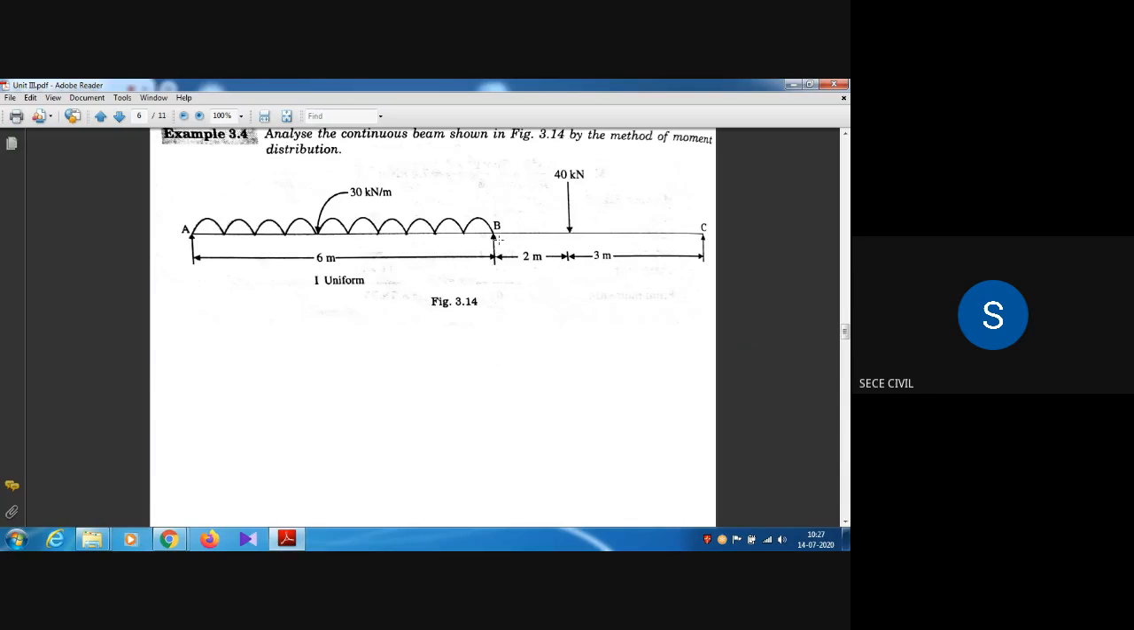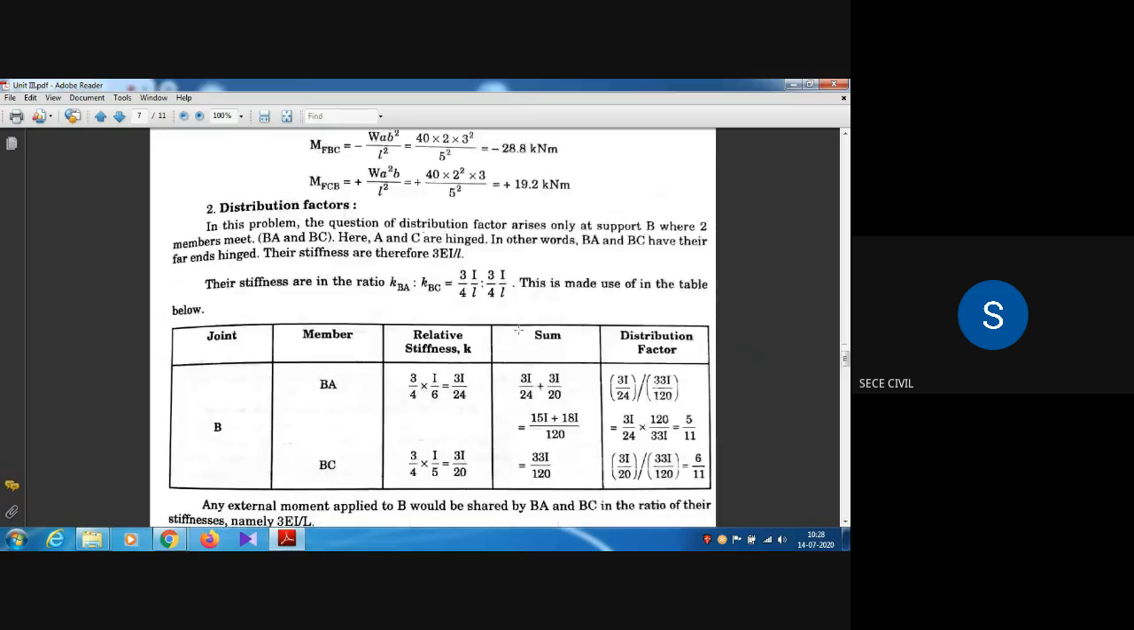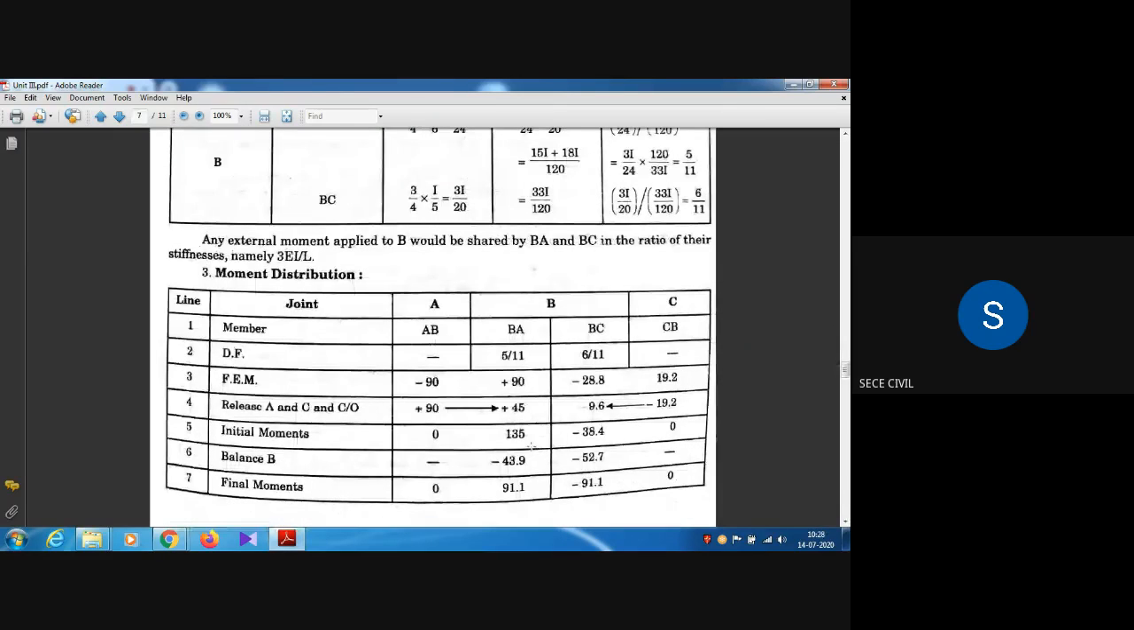Very good, correct. Since joint B has two members, it has two moments, one is MBA, another one is MBC. If we add these two moments, MBA plus MBC, then we have to get 0. Then only this particular joint B will be balanced, or stable, or in equilibrium. So that step is named the joint equilibrium equation or joint equilibrium condition. MBA plus MBC is equal to 0.